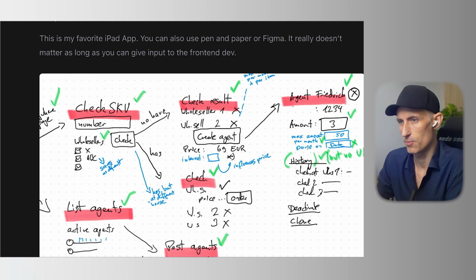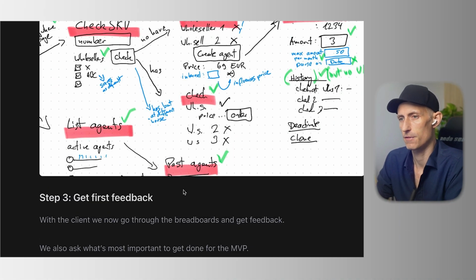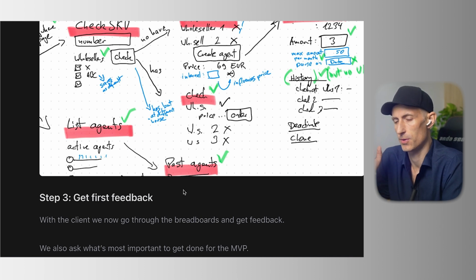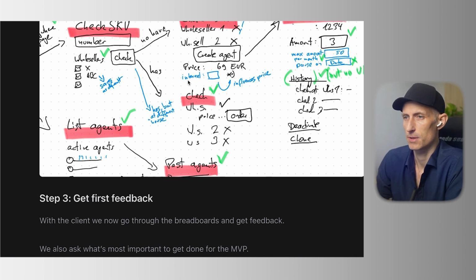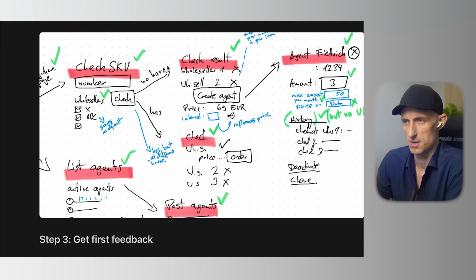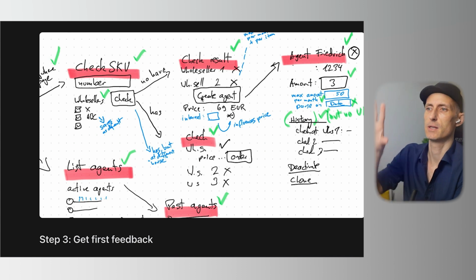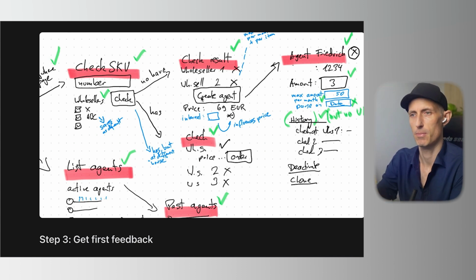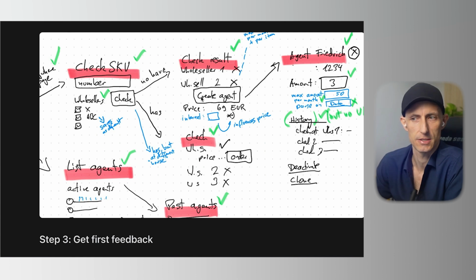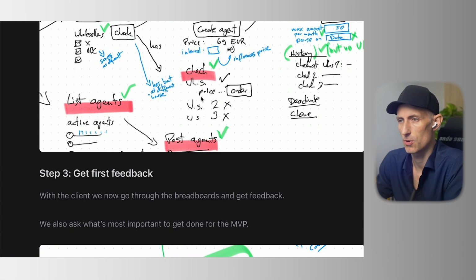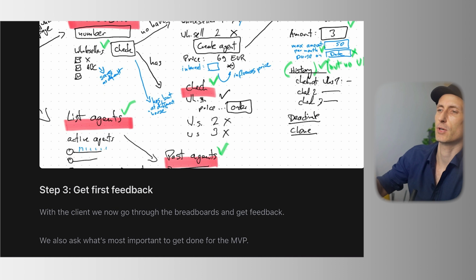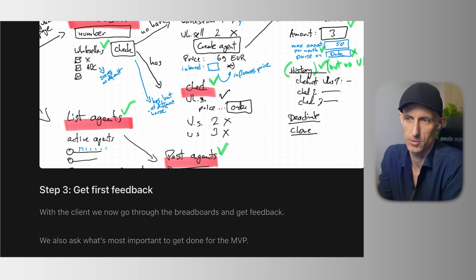Now, when you have the breadboards, you can get the first client feedback. So now this is the phase where you call the client again. And this is what I did around a week ago. I just called them and said, okay, look, I need you to be a bit tolerant. This is not perfect. It doesn't look pretty, but it's going to be functional. And then I explained what each step does. And then I just listened for feedback. And this was also a recorded call because now I could give the recorded call to the front-end developer, which was super important.